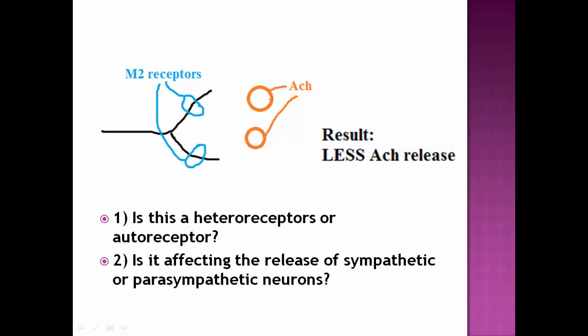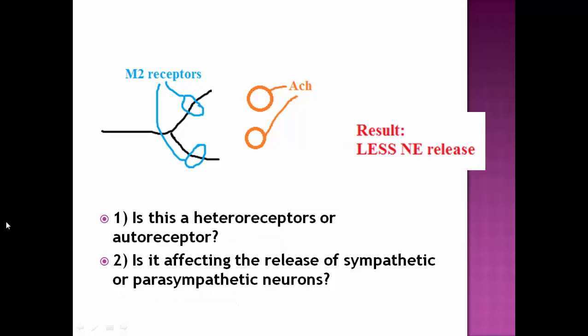Next, we have acetylcholine acting on the M2 receptors. The result is a decrease in acetylcholine release. So we said that the effect is a decrease in acetylcholine. Would you say that this is a heteroreceptor or an autoreceptor? It's an autoreceptor. And since acetylcholine is a parasympathetic neurotransmitter, we say it's affecting the release of parasympathetic neurons.